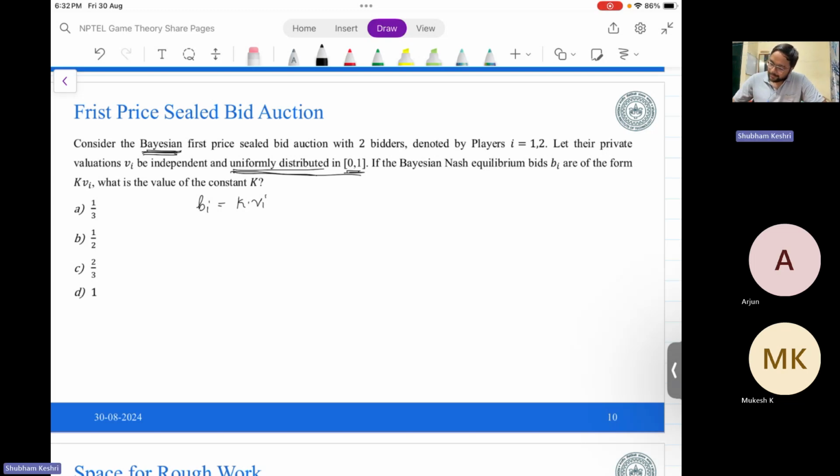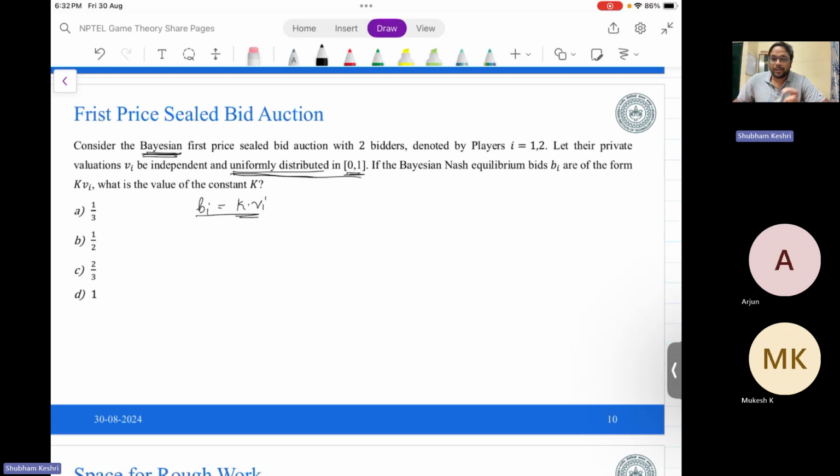Okay, so in this problem we are saying that we want to find a Bayesian Nash equilibrium of the form where the bids are of the form bi = a vi. So this is the form of the equilibrium strategy of the players. Why are we specifying this kind of expression, or form of the bids? Because there can be other Nash equilibriums also, and checking.